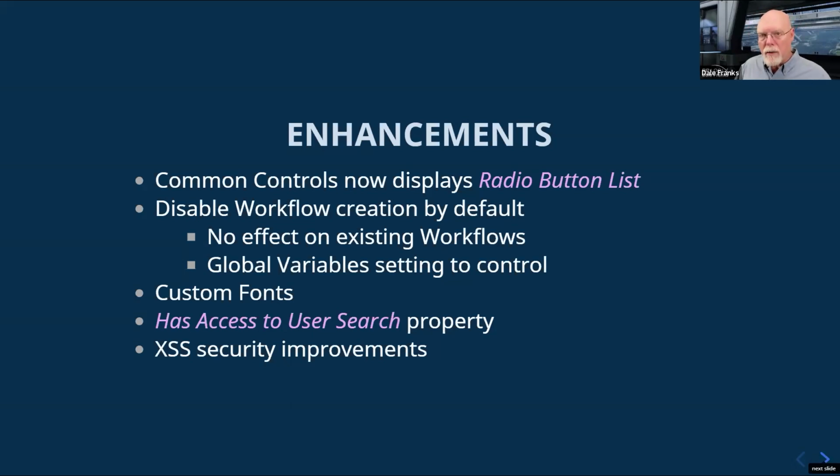So they will not appear by default in the Create New drop-down menu in the content list. There will be a global variable setting to enable them. So you can just go to the global variables page, turn workflows on, and you can still create new workflows. We're not removing any of the workflow functionality from the product explicitly, but we are going to change the product so that by default, workflows don't show up in the Create New dropdown. You'll have to go in and manually enable them to continue creating new workflows.